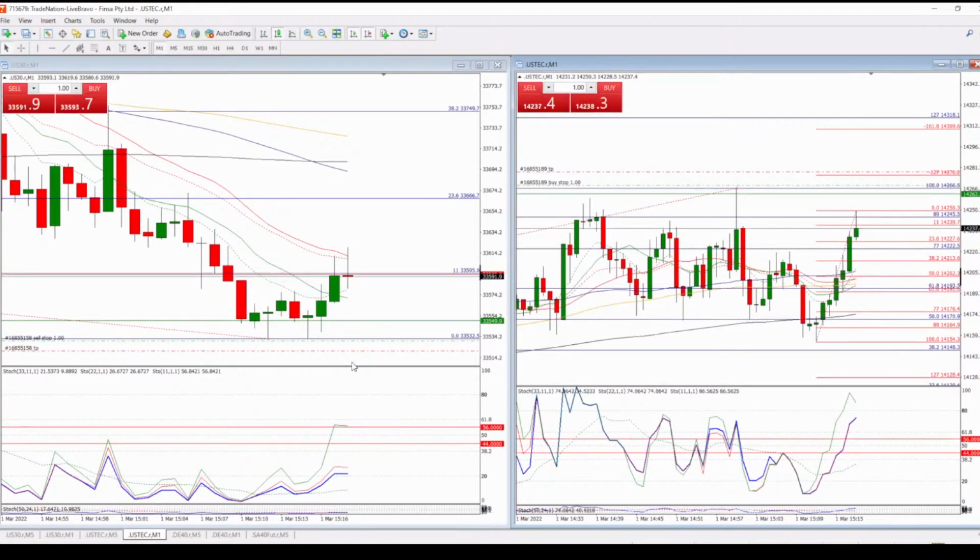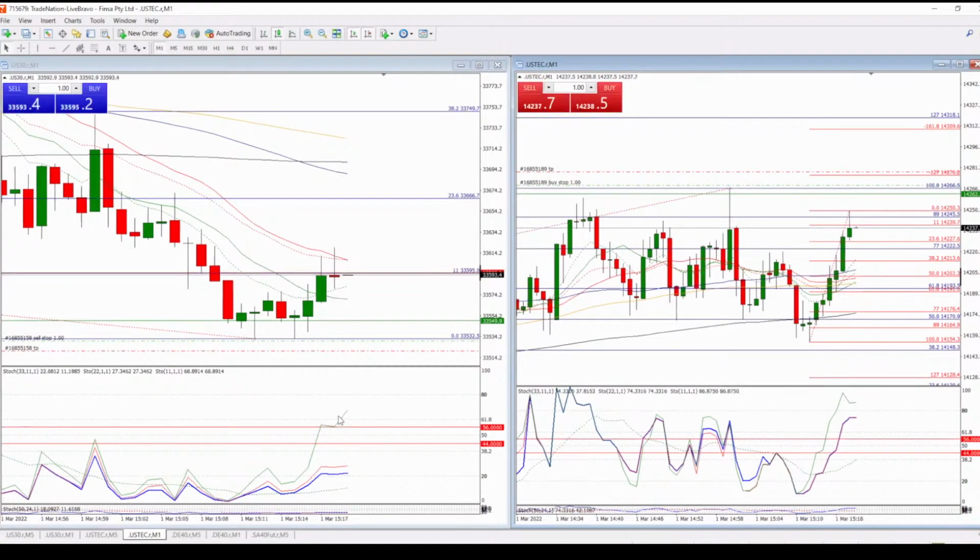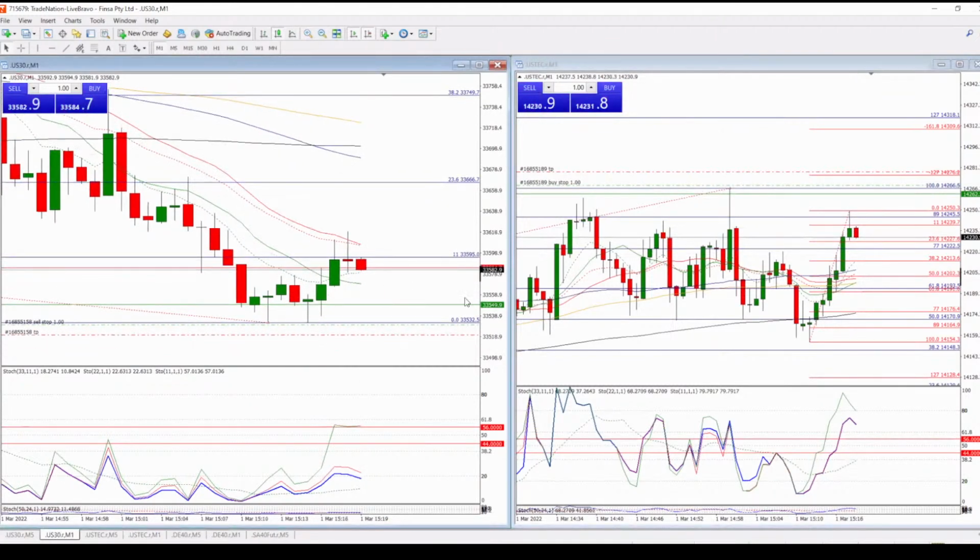Watch that separation. No, that's a little bit too shallow for me. The Dow, if you can at least close that 11 stochastic above the 61.8, then break down through the 50, I'll take that.